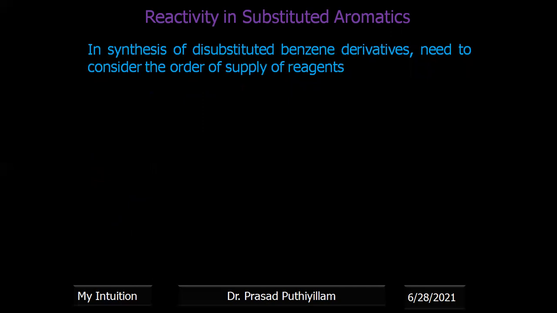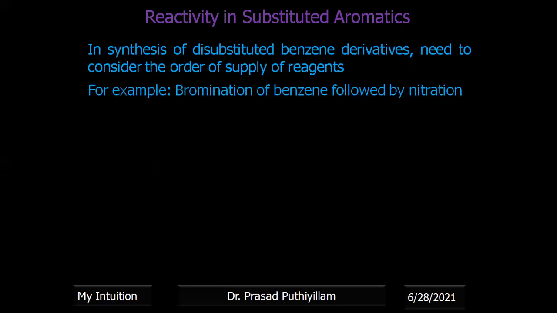When we go for a synthesis of a disubstituted aromatic compound, all these concepts are very important. Otherwise, we will end up with a wrong product. Say, for example, the bromination of benzene followed by nitration. Benzene initially undergoes a bromination reaction, then we separate and purify that brominated benzene, then it undergoes a nitration reaction. What is the nitration reaction, and what are halogenation reactions? That will be explained in the next video. Taking the example, bromination first.